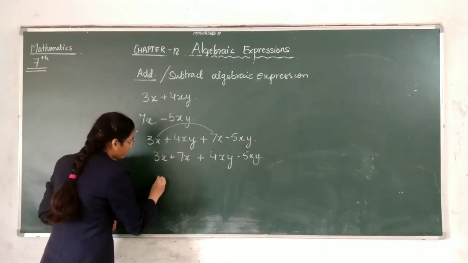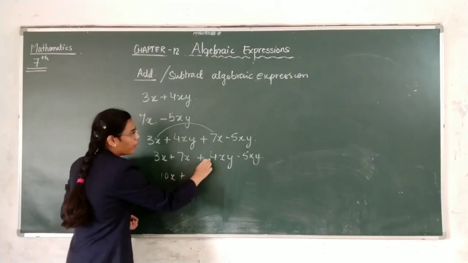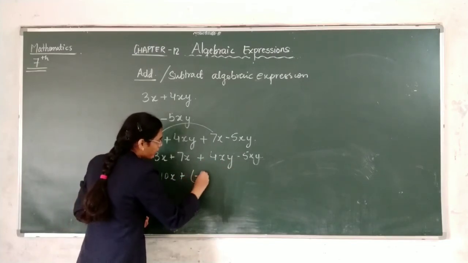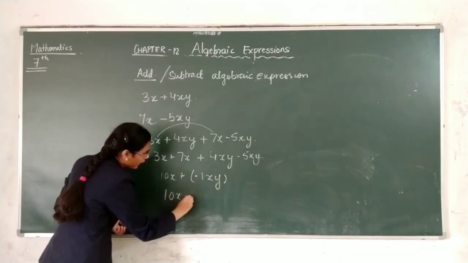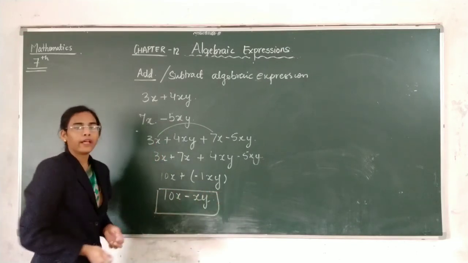Now 3 plus 7 will be 10, so 10x, and plus 4 minus 5 will be minus 1xy. And this will be 10x minus xy. This will be the addition of both these expressions.